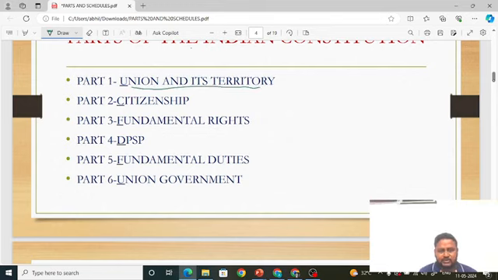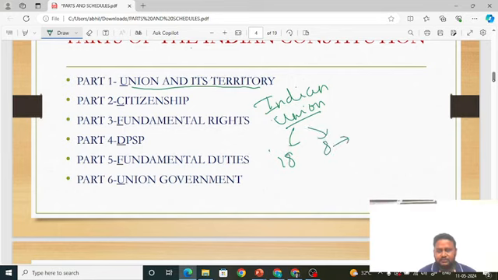So how many states does the Indian Union have? It is talking about states and territories. Territory includes states and Union territories. The Indian Union has 28 states at present, and also 8 Union territories. Can you name those Union territories, friends?